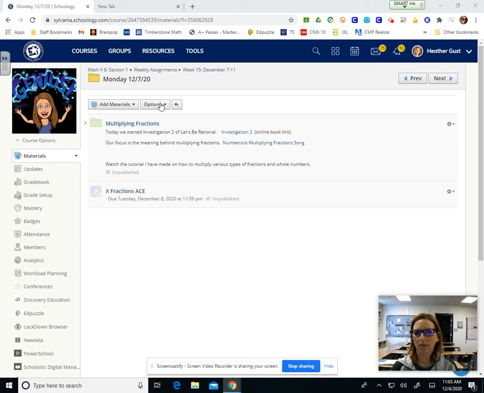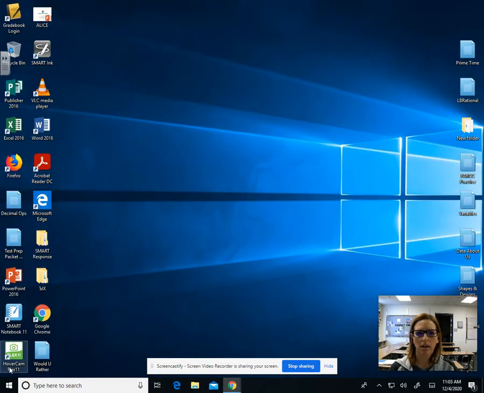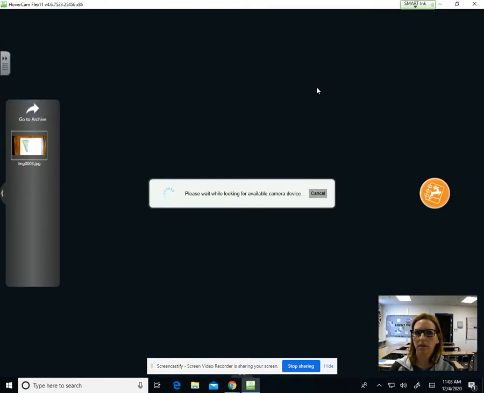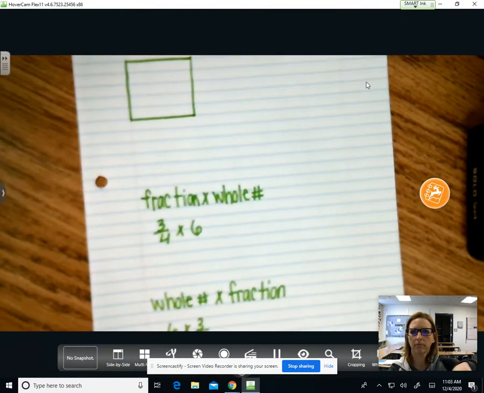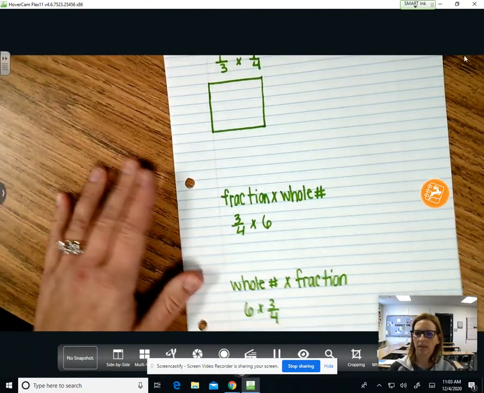Hi guys and girls, I want to share with you some examples of different ways that you can multiply with fractions. So I am going to turn my hover cam on and work through some of these problems with you here. And zoom in.